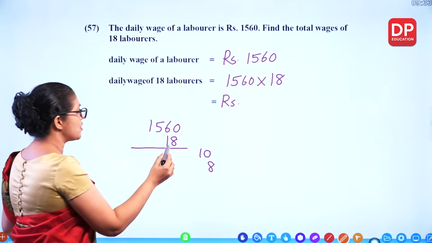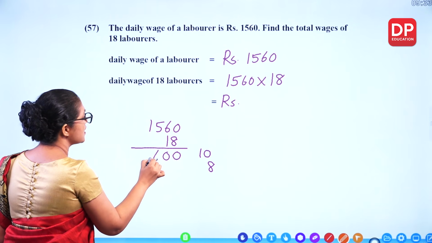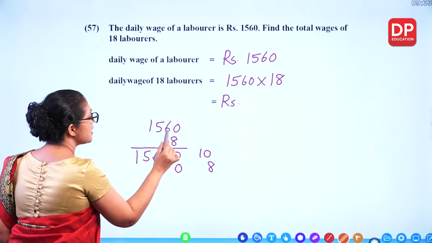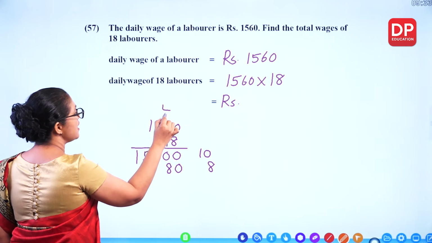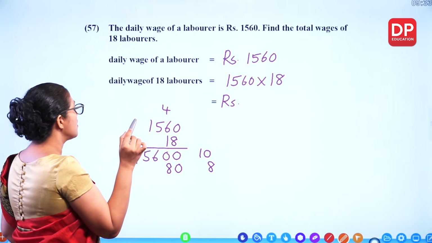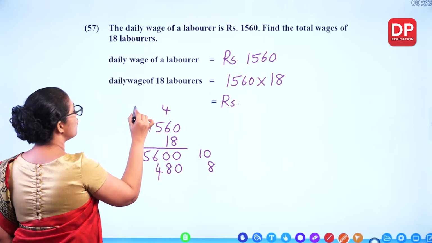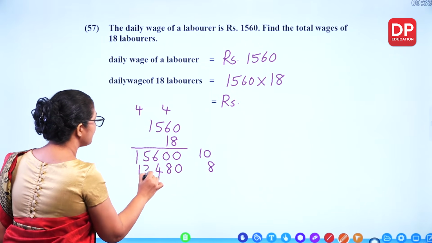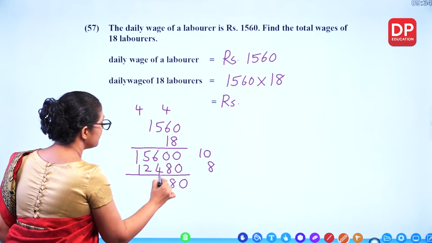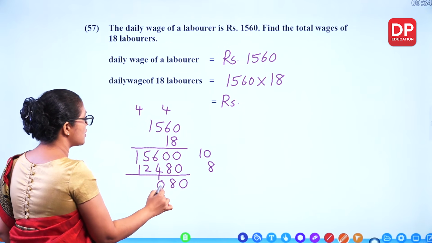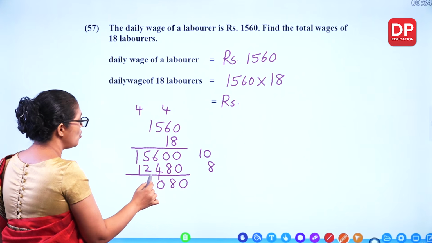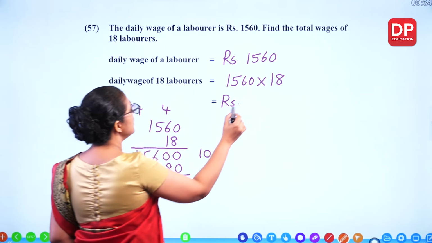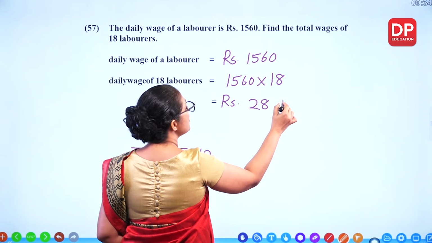How do you multiply by 10? Put a 0 and multiply by 1. 6, 5, 1. Then multiply by 8. 8 times 0, 0. 8 times 6, 48. 4 remaining. 8 times 5, 40. 40 plus 4, 44. 4 remaining. 8 times 1, 8. 8 plus 4, 12. When you add it, you get 6 plus 4, 10. 1 remaining. That's 6 plus 2, 8 and 2. So you get 28,080 rupees.